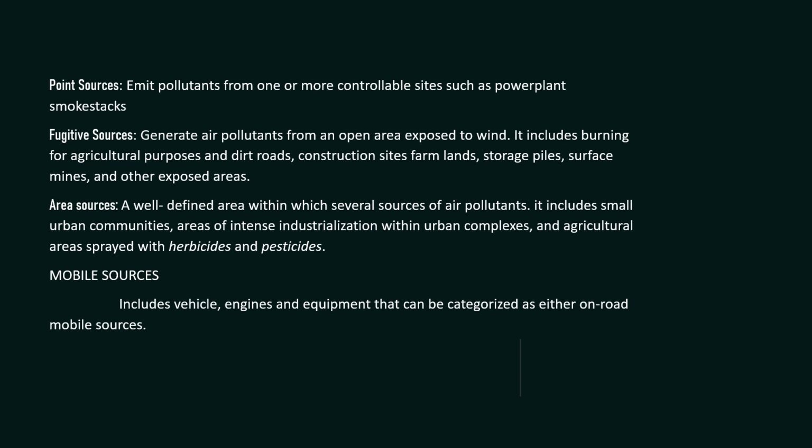Fugitive sources generate air pollutants from an open area exposed to wind. It includes burning for agricultural purposes, dirt roads, construction sites, landfills, storage piles, surface mines, and other exposed areas. An area source is a well-defined area within which there are several sources of air pollutants. It includes small urban communities, areas of intense industrialization within urban communities, and agricultural areas sprayed with herbicides and pesticides.